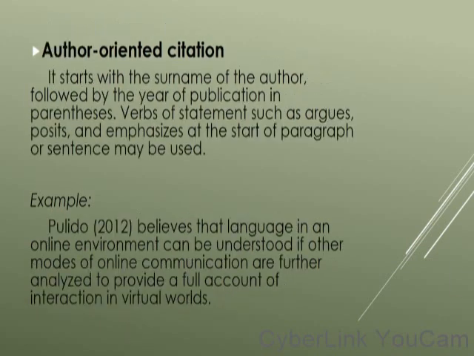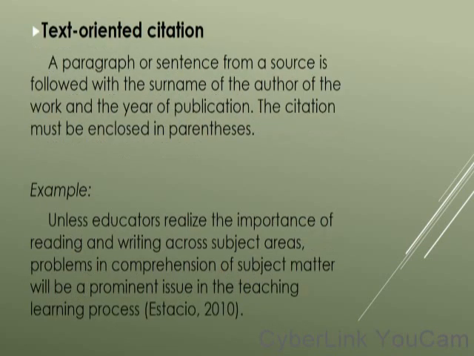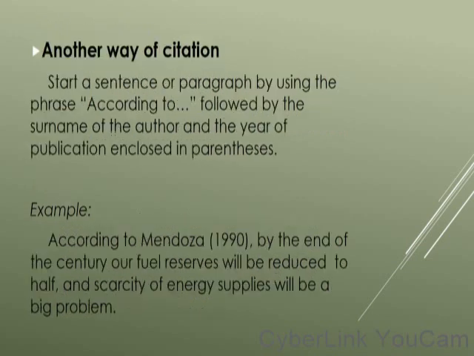But here, in author-oriented citation, we can also make it become text-oriented, like: language in an online environment can be understood if other modes of online communication are further analyzed to provide a full account of interactional and virtual worlds (Pulido, 2012). Are you getting my point? Can you see the difference between author-oriented citation and text-oriented citation?